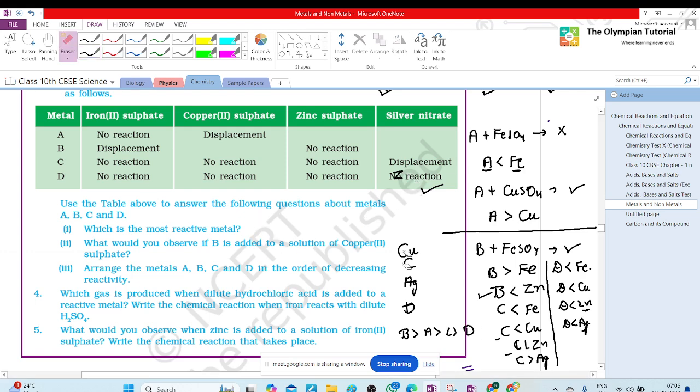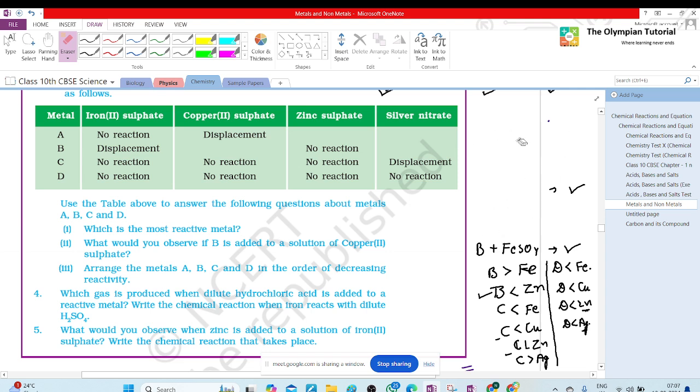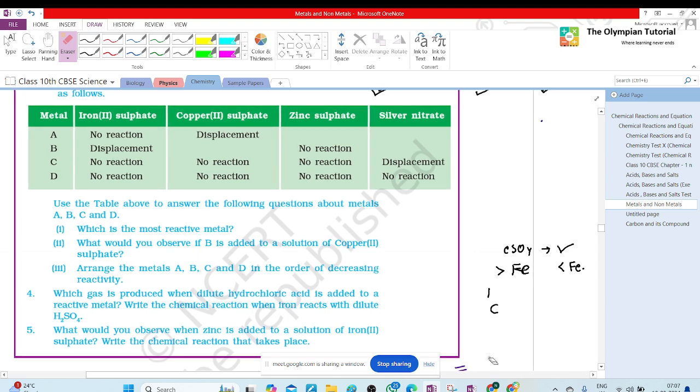Next, question number 4. Which gas is produced when dilute hydrochloric acid is added to a reactive metal? Hydrogen gas. Very good. Metal plus acid gives salt plus hydrogen gas.